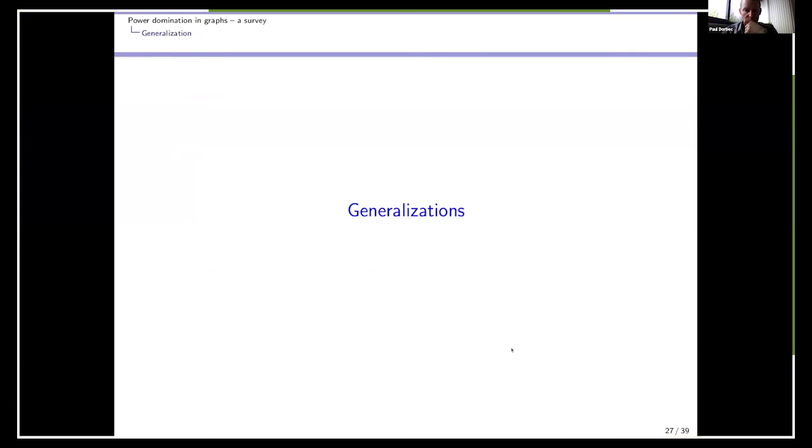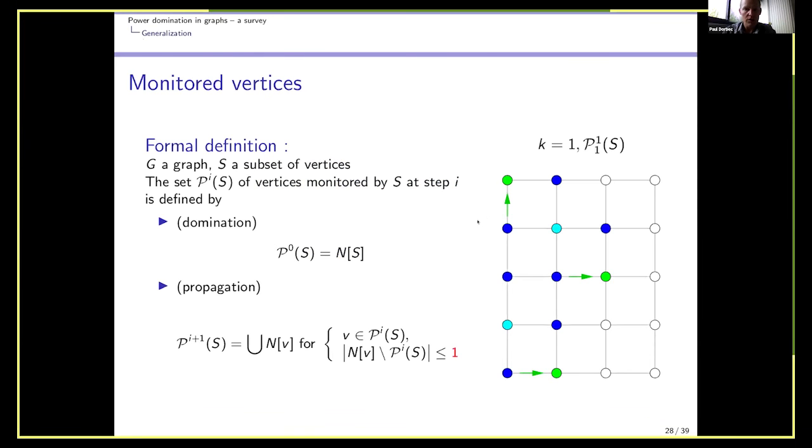Okay. I should finish soon, I guess. I just wanted to remark that there are some generalizations of this problem. I mentioned it at the beginning. You may remember this was the definition I stated formally at the beginning. I said the only constant here is this one. So what happens if we replace this 1 by another value, say k?